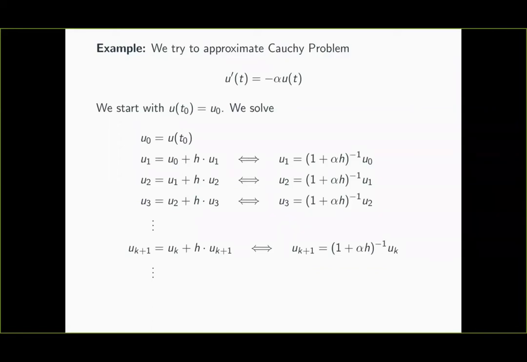Namely, u1 is just equal to 1 plus alpha times h, inverse, times u0. Similarly, u2 is equal to 1 plus alpha times h, inverse, times u1. u3 is 1 plus alpha times h, inverse, times u2. And in general, uk plus 1 can be computed from uk simply by calculating 1 plus alpha times h to the minus 1 times uk. So here we can use the particular structure of the differential equation to simplify the calculation at every time step of the implicit Euler method.